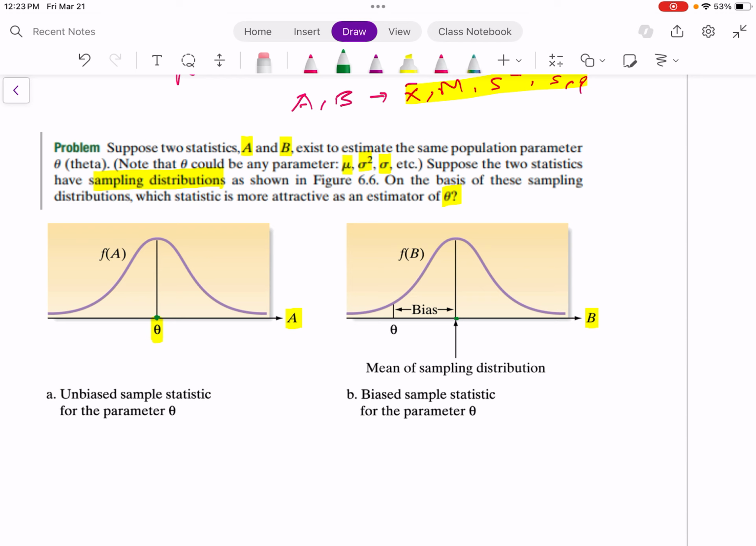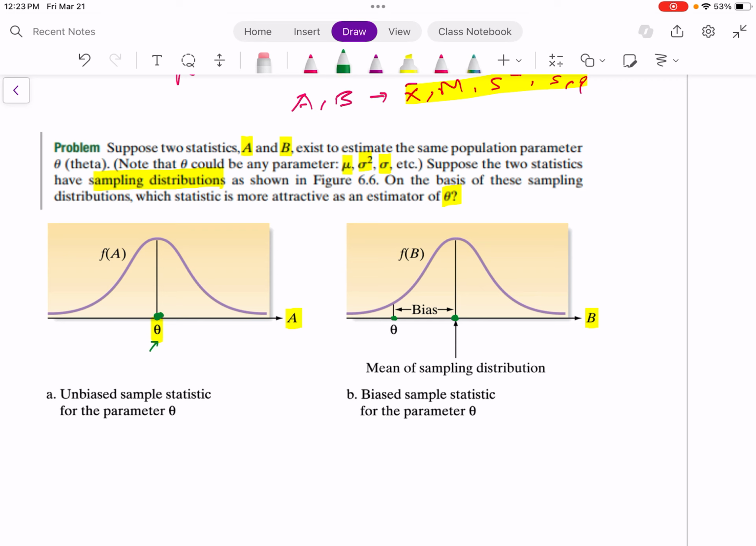Theta is your parameter. For the first distribution, the mean of the sampling distribution and theta are at the same point. In the second sampling distribution, this point is the mean of the sampling distribution and our parameter is over here.